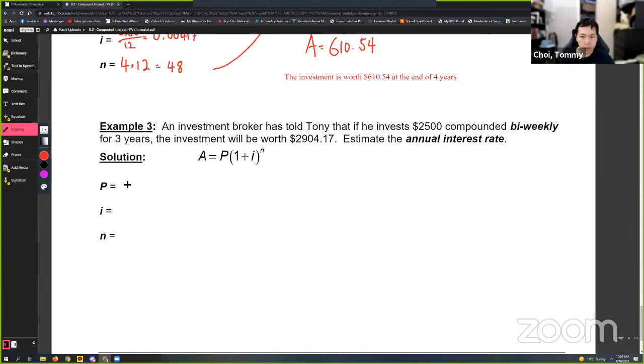So your principal is 2,500. Your interest rate you don't know. Your N is going to be 3 years times biweekly, which is 26, which gives us 78. And then our A value, we should write that down, is actually 2,904.17.